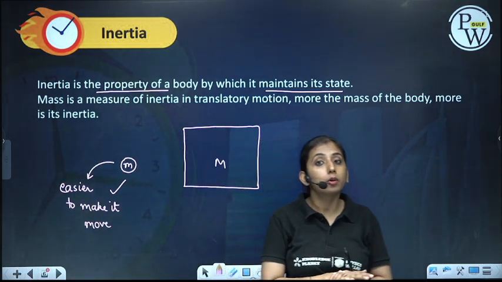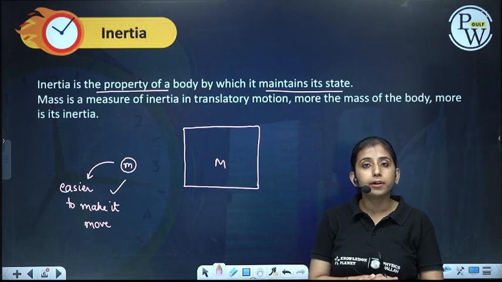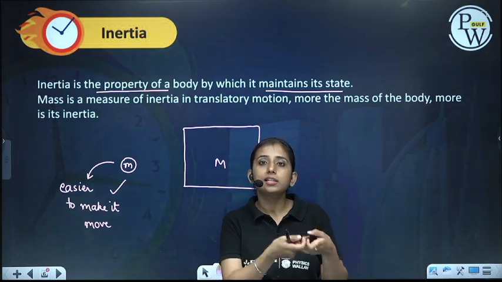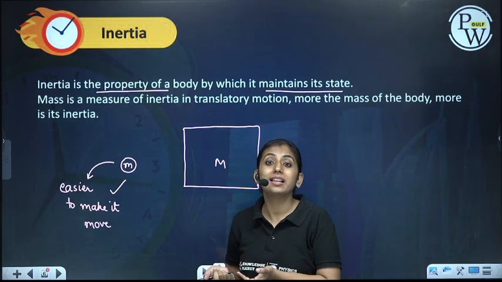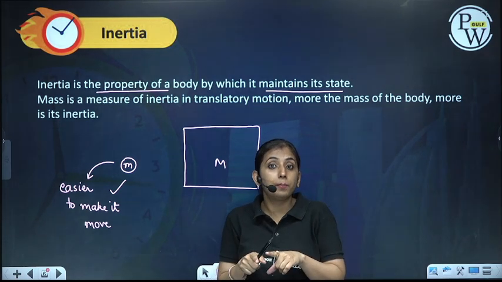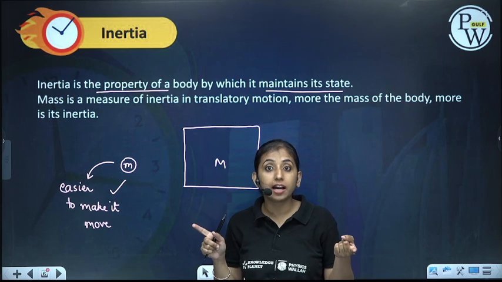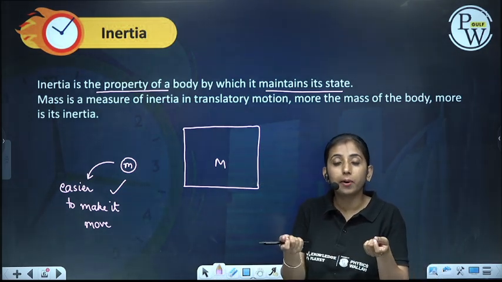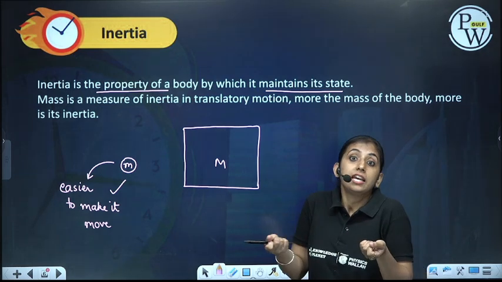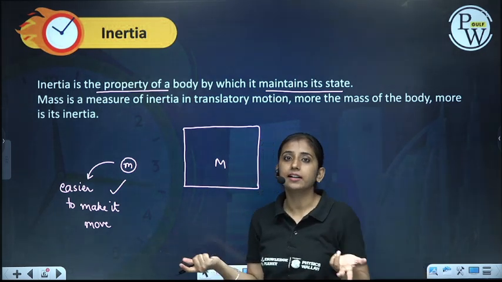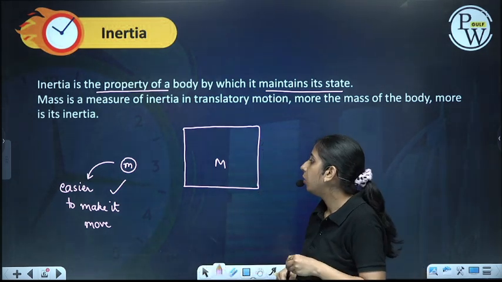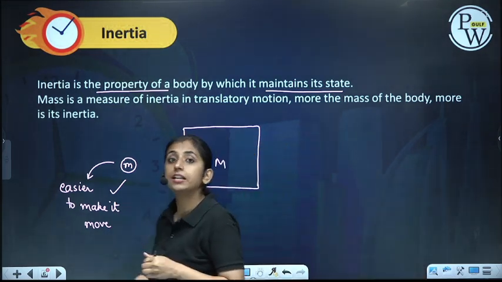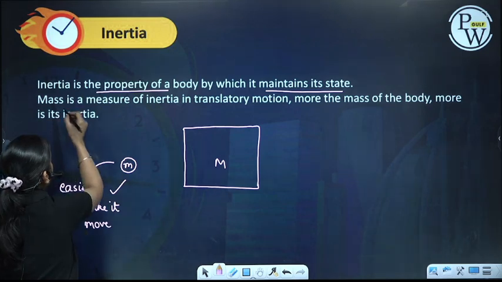Inertia is a property. Just like elasticity is a property: this rubber band is more elastic, this is stiff. It is a property, but we can get an idea about it using the application of force. Whichever is easier to stretch or compress has more elasticity. Similarly, inertia can be measured using mass.